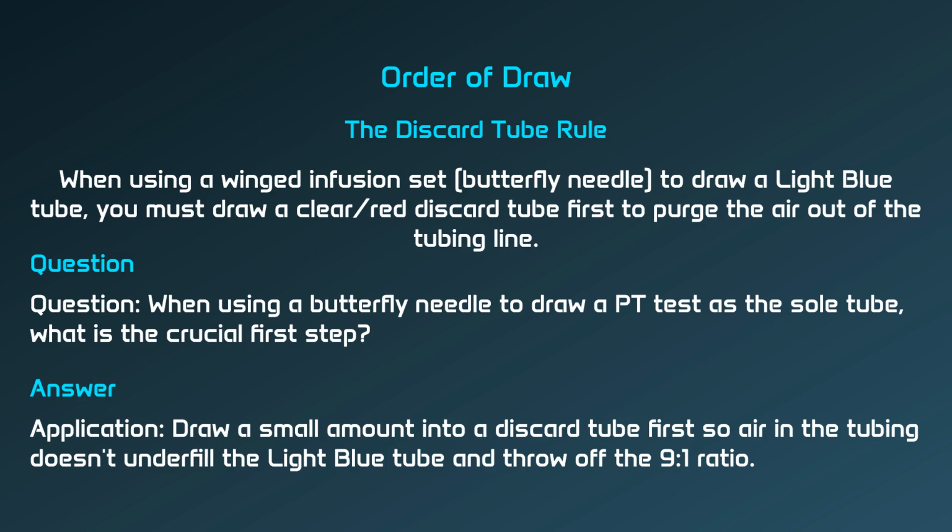Question: when using a butterfly needle to draw a PT test as the sole tube, what is the crucial first step? Answer. Application. Draw a small amount into a discard tube first, so air in the tubing doesn't underfill the light blue tube and throw off the 9:1 ratio.